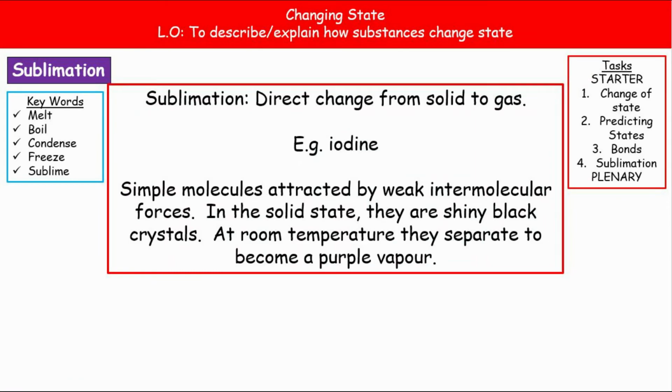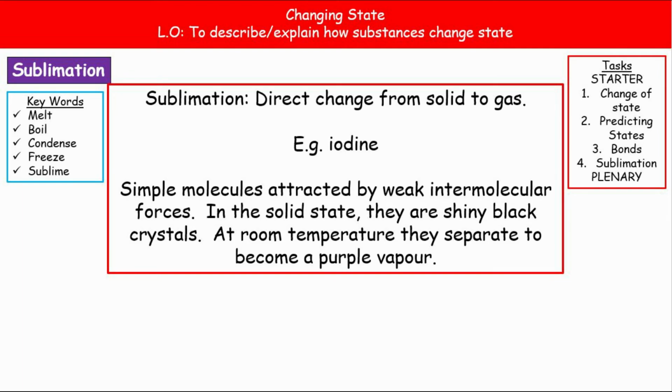The last change of state we need to be aware of is sublimation. Sublimation is where it changes directly from the solid to a gas. So it doesn't go through a liquid stage at all. It literally goes from the solid straight into a gas phase. And a good example of this is iodine.